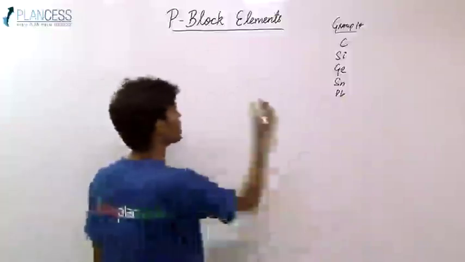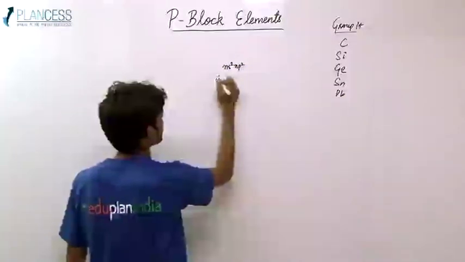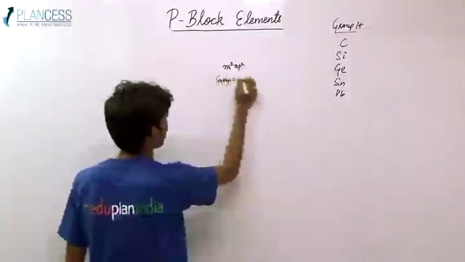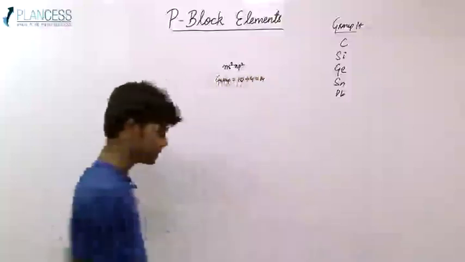Electronic configuration, as I told you earlier, would be ns2 np2. Group number, as it suggests, would be 10 plus the number of valence electrons, which are 4. So it would be group number 14.